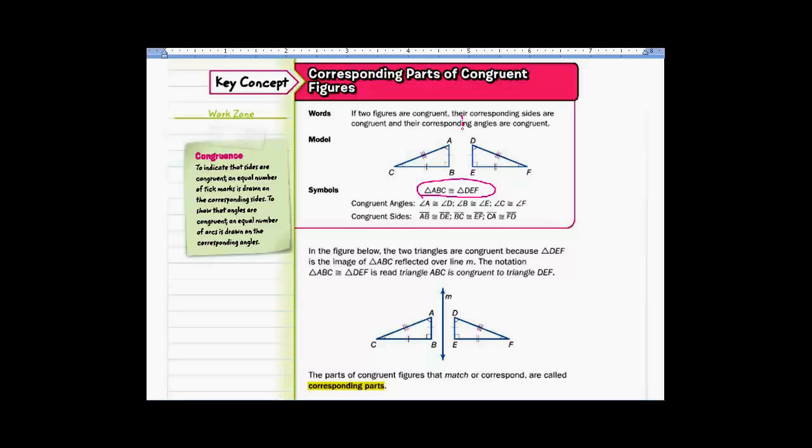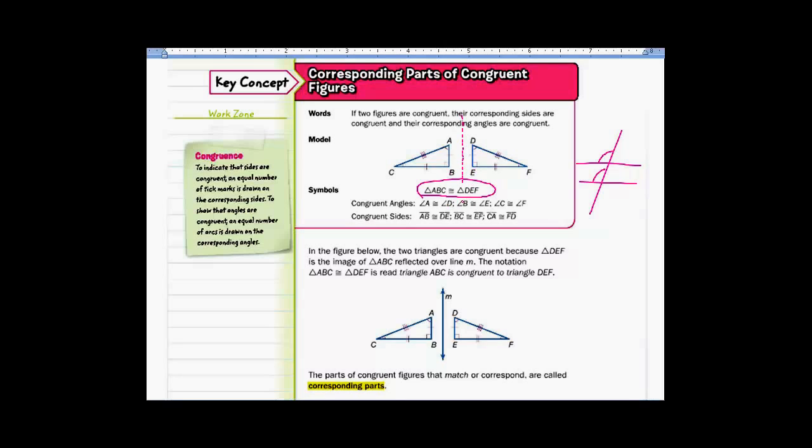If this were our line of reflection, and we reflected one over the other, what parts would match up? That's what corresponding means. We talked about it previously when we talked about angle relationships, and we talked about corresponding angles being in the same position. Those two right there would be corresponding angles, and therefore they are equal. So whenever we talk about these, which ones would match up? Well, A corresponds to D. So angle A is congruent to angle D.